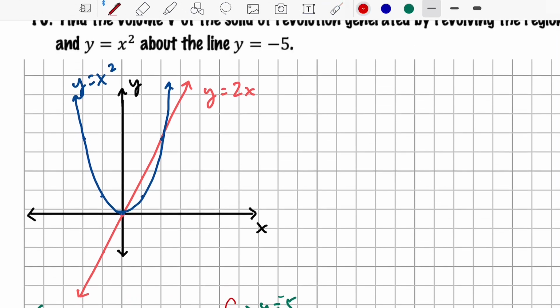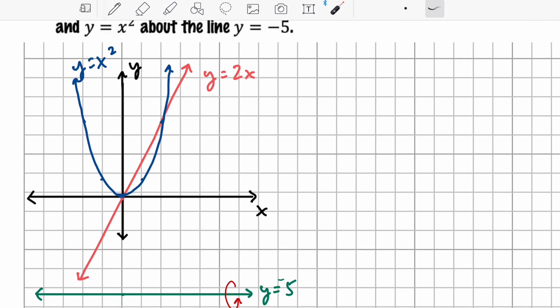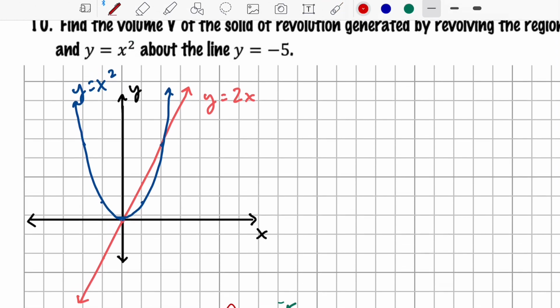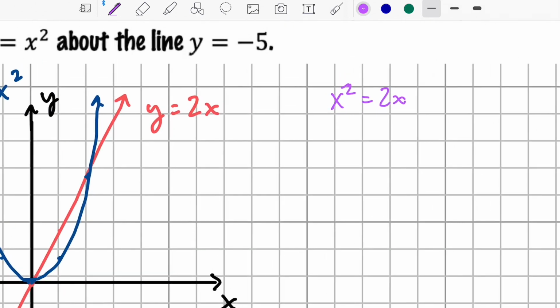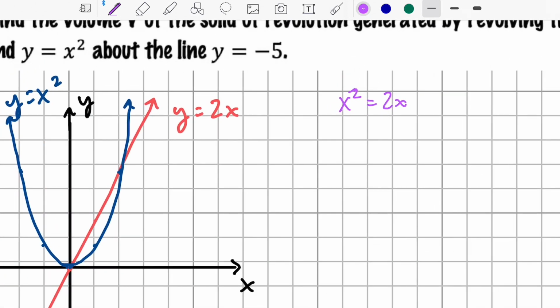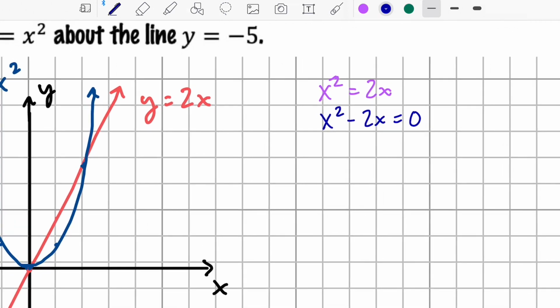These are pretty simple. It's going to be at 0 and 2. But let me just show you how to get it anyway. So we're going to set the equations equal to each other. So we're going to say x squared equals 2x. In this situation, I do not want you to divide by x. What I need you to do is set it equal to 0. So that means move the 2x. So it'll be x squared minus 2x equals 0.